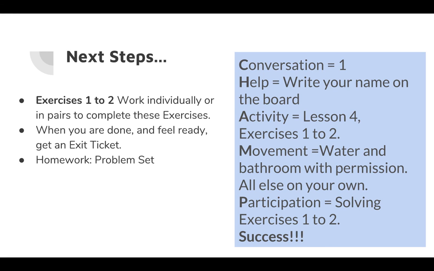Your next step from here is to finish exercises 1 to 2. You're going to work individually or in pairs to complete these exercises. When you're done and feel ready, get your exit ticket from our shelf. Write your name on the board. You're doing lesson 4, exercises 1 to 2. You can get water and go to the bathroom with permission. Everything else you do on your own, and you are solving problems, exercises 1 to 2.